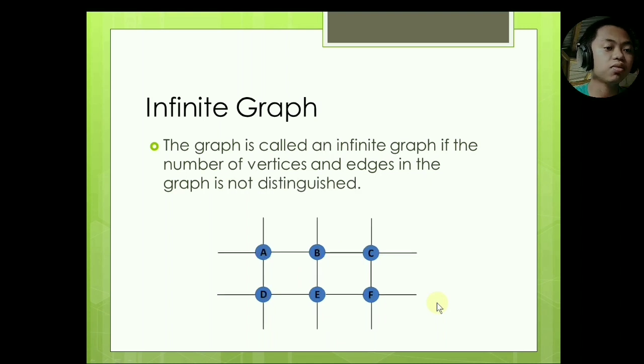Next is infinite graph. The graph is called an infinite graph if the number of vertices and edges in the graph is not distinguished. Or let's say, walay katapusan, walay ilhanan kung asa siya dapit. So pwedeng naay mga sobrang edges, wala na tay kabalaan og pwede pa ni siya sumpadan og laing vertices. So inganing shape ang infinite graph, naay chances nga pwede ni masumpadan.